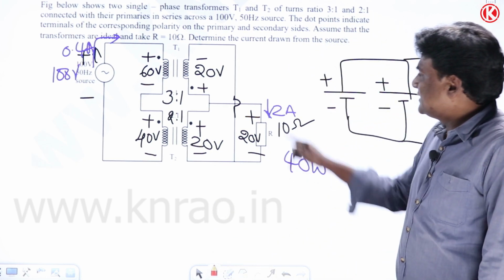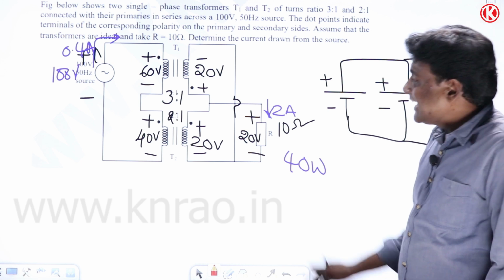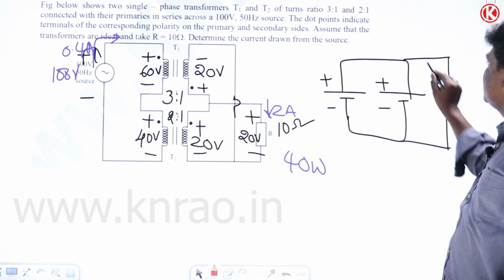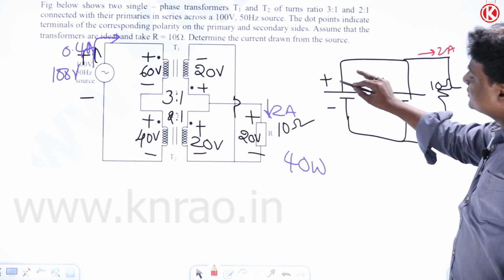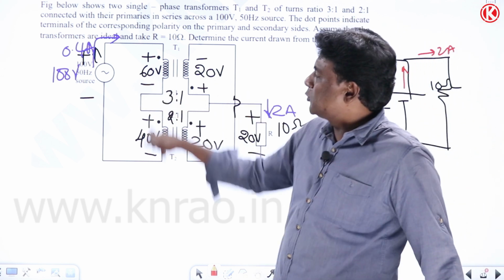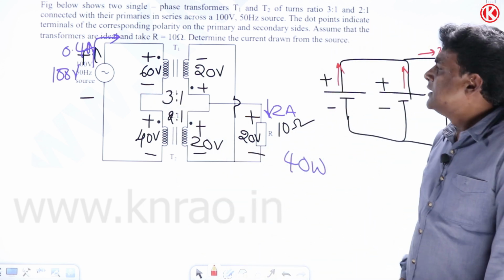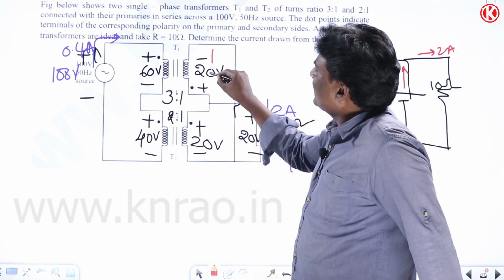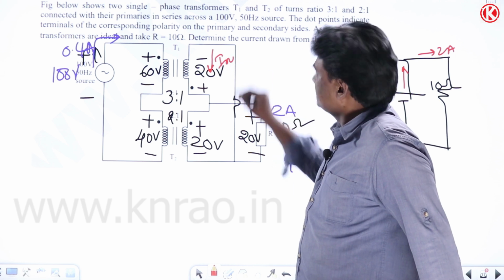Okay, now see here, this is 2 amperes. Now I cannot say this will give you 1 ampere, this should give 1 ampere, because the primaries voltages are different. Okay, now let us think of this particular current as Ix.